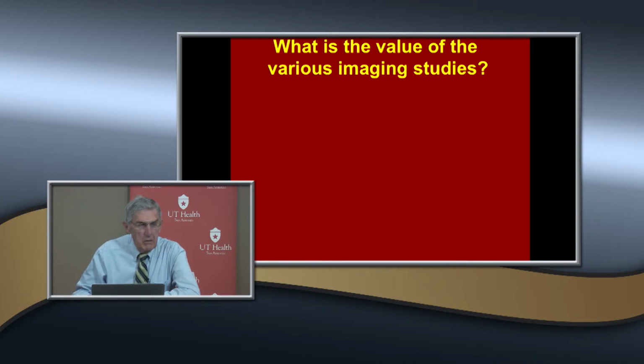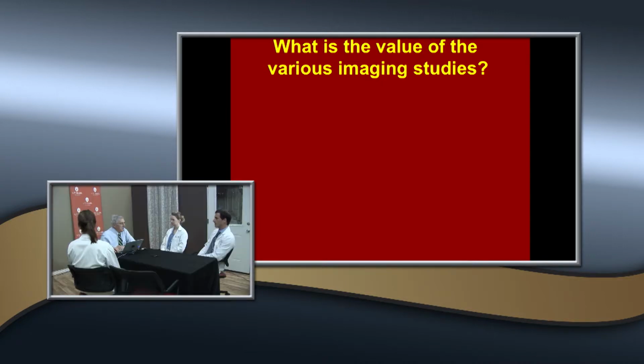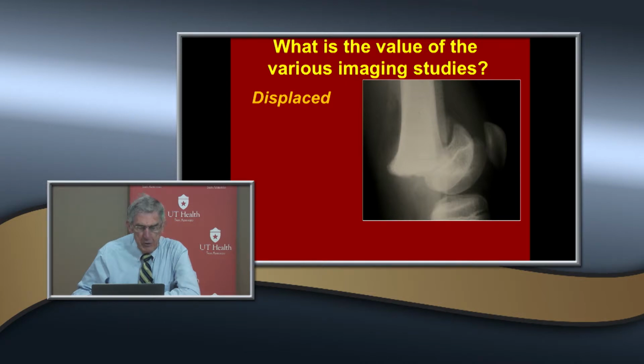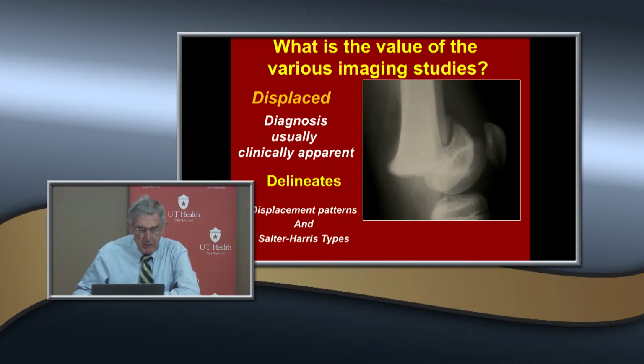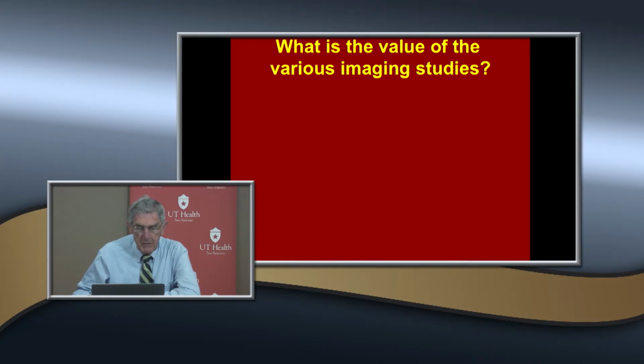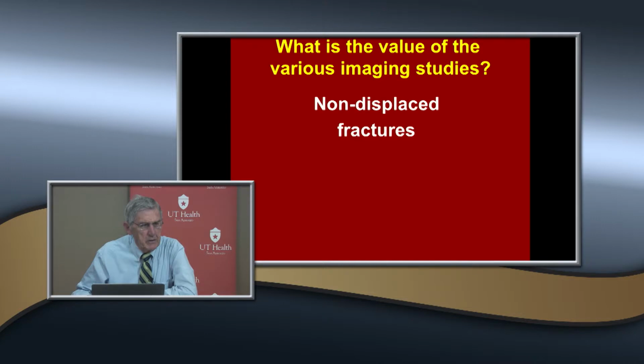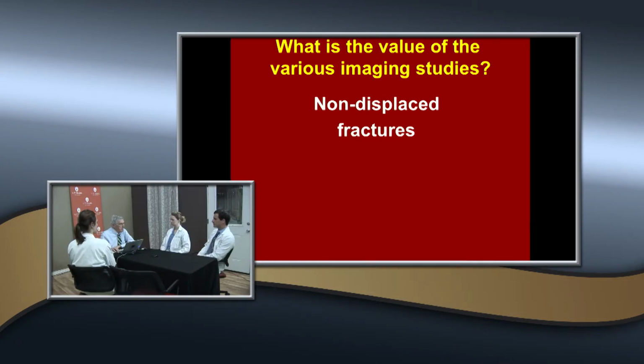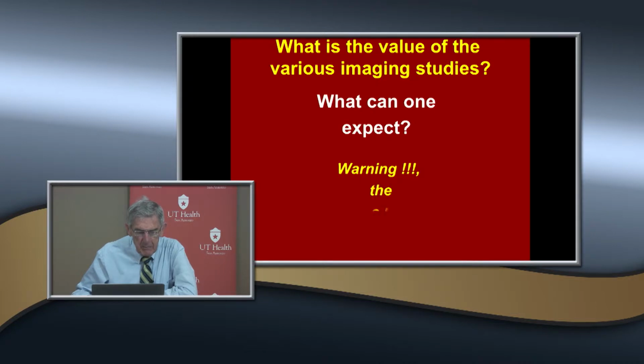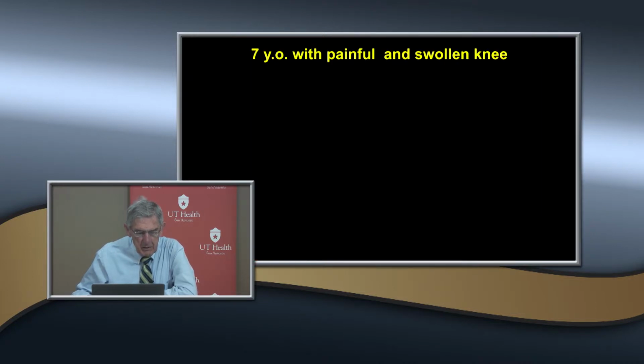So, what are you going to order first? AP and lateral of the knee. Yeah, plain X-rays. If it's displaced, the diagnosis is usually clinically apparent, and all the X-ray does is confirm the displacement pattern and the Salter-Harris type. Okay, what if it's a fracture, but it's non-displaced? You can do a stress X-ray. Yeah, and one can expect a warning: the findings may be a little occult.